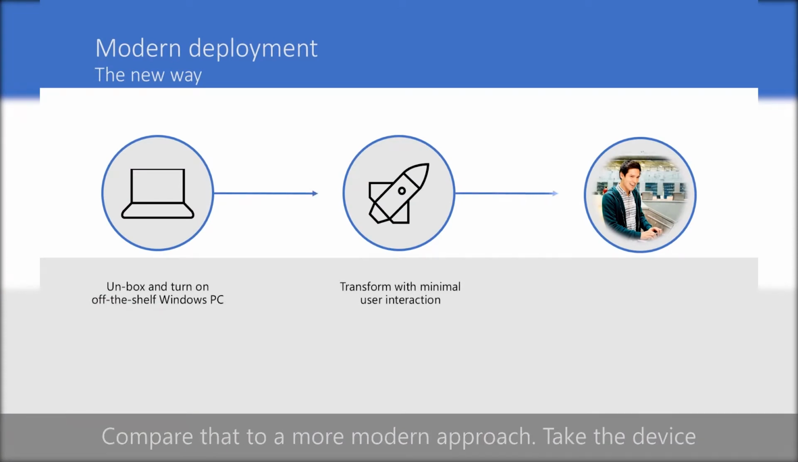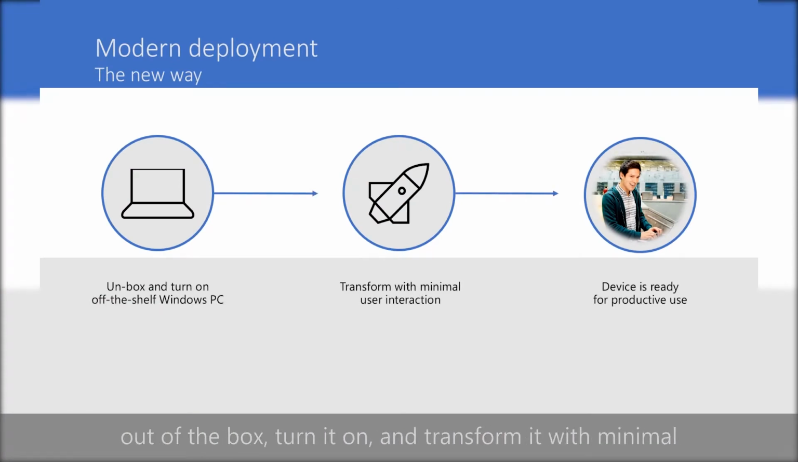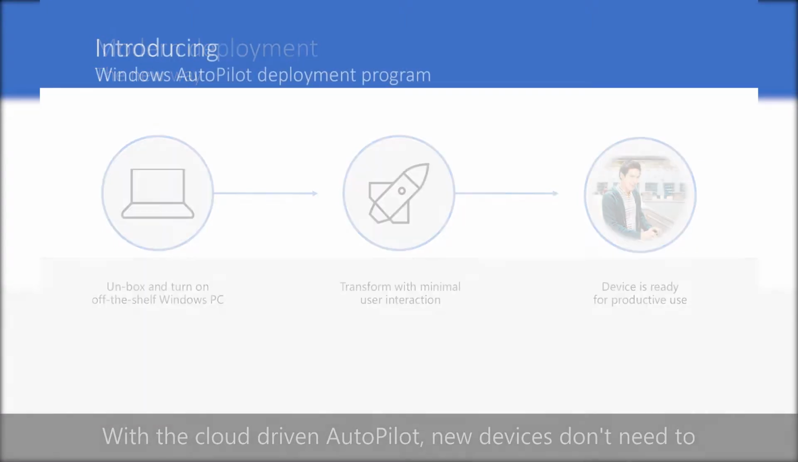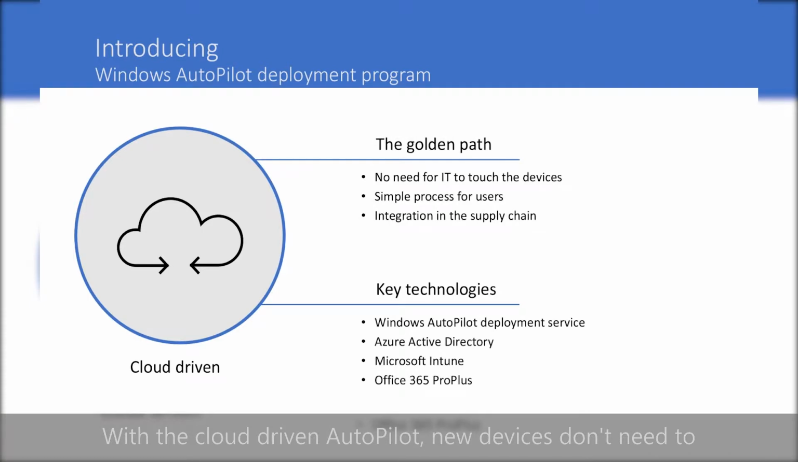Compare that to a more modern approach: take the device out of the box, turn it on and transform it with minimal user interaction, and maybe not even IT involvement, into a device that's ready for productive use. That leverages the optimized image provided by the OEM and greatly simplifies the entire process. With the cloud-driven AutoPilot, new devices don't need to be touched by any IT staff. They can be sent directly to the end user, saving lots of time and effort.